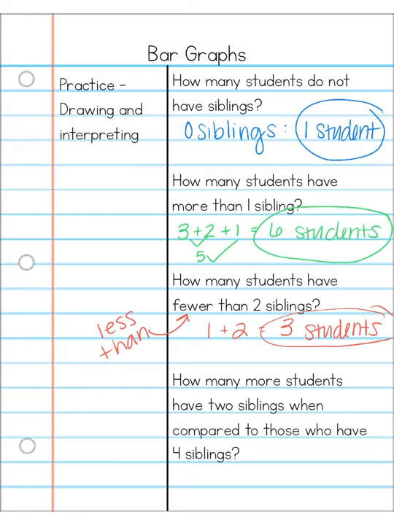This last question says, how many more students have 2 siblings when compared to those who have 4 siblings? So I'm looking for the difference between the number of people who have 2 siblings and the number of people who have 4 siblings. Well, I know that there's 3 students who have 2 siblings and only 1 student with 4 siblings. Difference means subtract, and 3 minus 1 is 2. So there are 2 more students with 2 siblings than there are with 4 siblings.